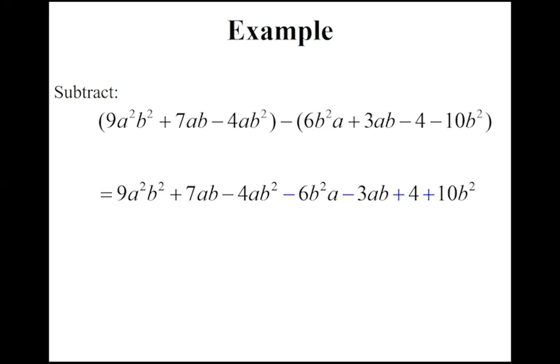Well, remember, to be a like term, you have to have the same variables. We have the same variables, a and b. And they have to be raised to the same powers. Well, the a is to the first and the b is squared. They are the same. They're just in a different order.